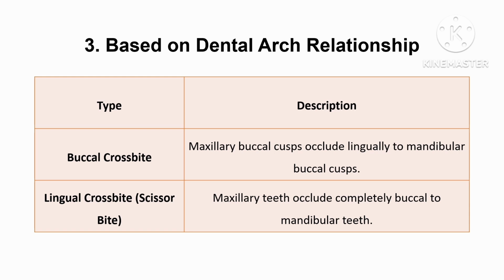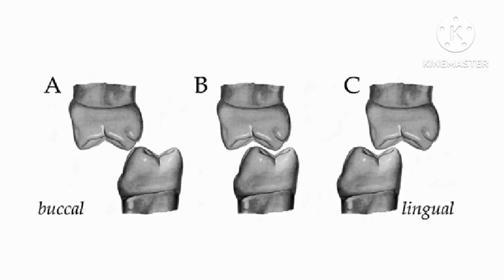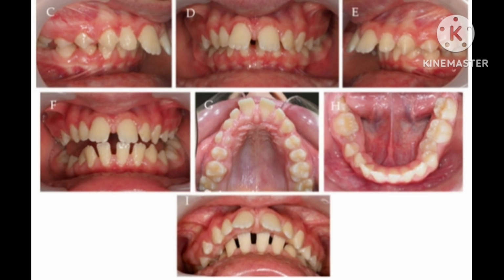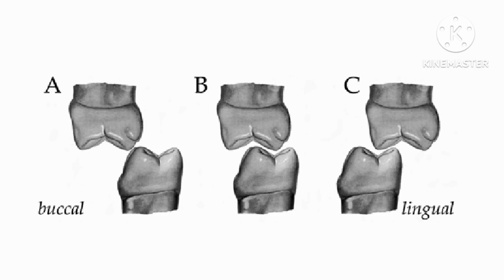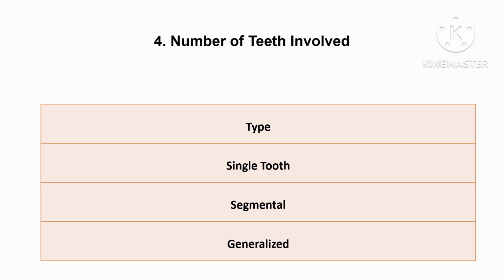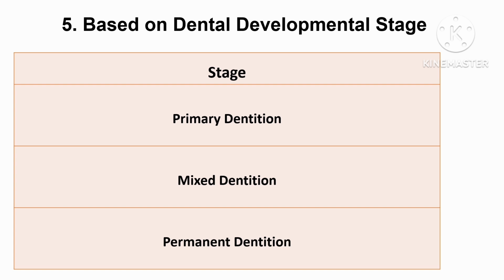According to the position of teeth, a buccal crossbite occurs when the upper teeth bite inside the lower ones, and the lingual crossbite or scissor bite happens when the upper teeth are completely outside the lower ones. If we look at how many teeth are involved, it may be categorized as involving a single tooth, a segment which involves a group of teeth, or it can be generalized across the whole arch. Finally, based on the dental age, posterior crossbite may appear in primary dentition, mixed dentition, or in permanent dentition.